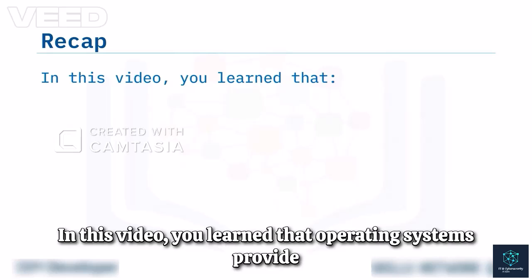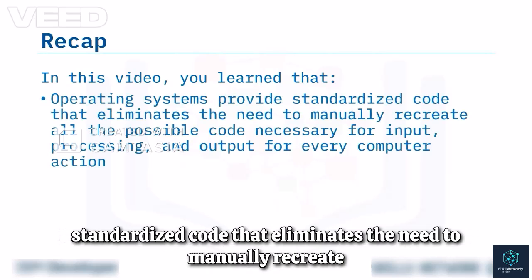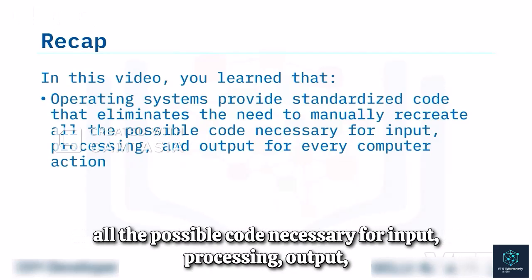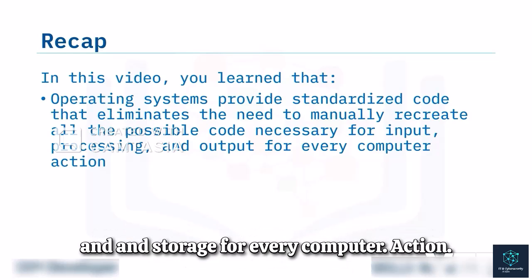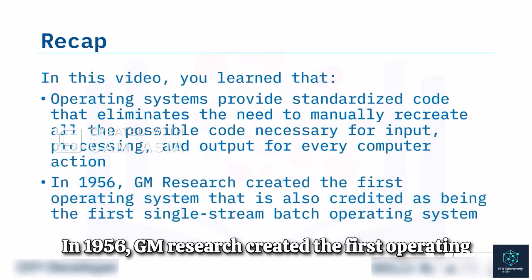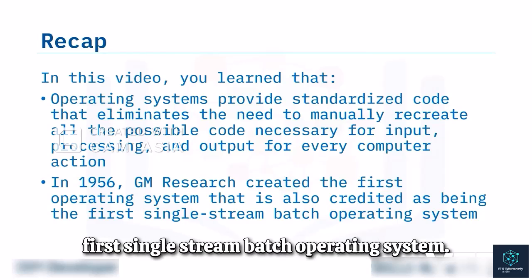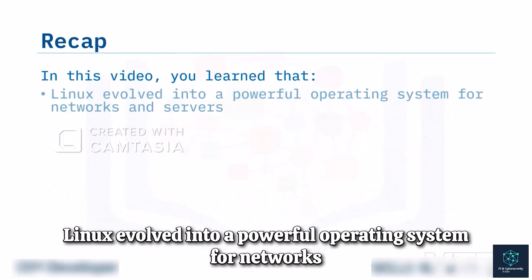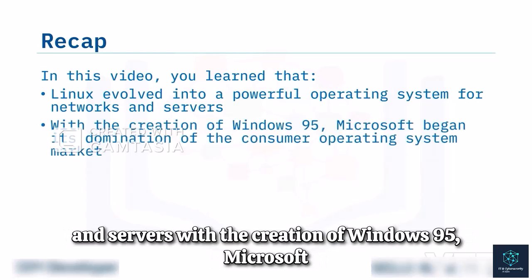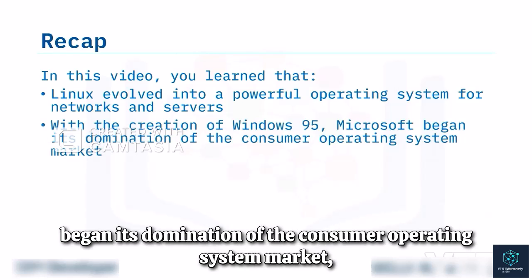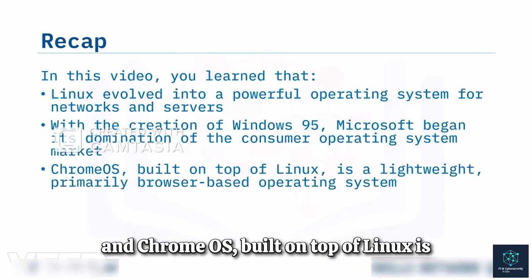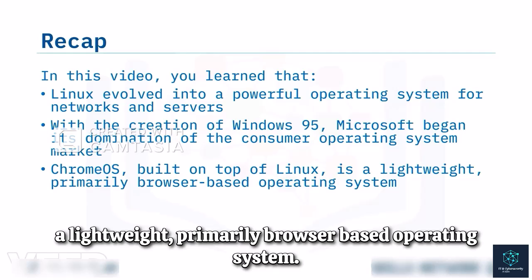In this video, you learned that operating systems provide standardized code that eliminates the need to manually recreate all the possible code necessary for input, processing, output, and storage for every computer action. In 1956, GM Research created the first operating system that is also credited as being the first single-stream batch operating system. Linux evolved into a powerful operating system for networks and servers. With the creation of Windows 95, Microsoft began its domination of the consumer operating system market. And Chrome OS, built on top of Linux, is a lightweight, primarily browser-based operating system.